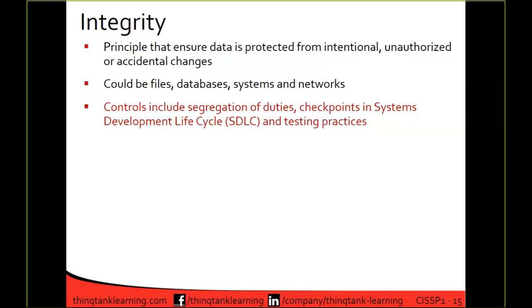All right? Now, there are other aspects that allow us to control integrity, things like segregation of duties. All right? Meaning that in order to launch this missile, 2 people have to turn the key. That provides integrity of that process. You're not just going to have one person turning a key and launching a missile, right? Checkpoints in the systems development lifecycle, testing practices, etc. And we'll get into all those details as we move into the future lessons in this particular domain. All right. How is integrity different than confidentiality?